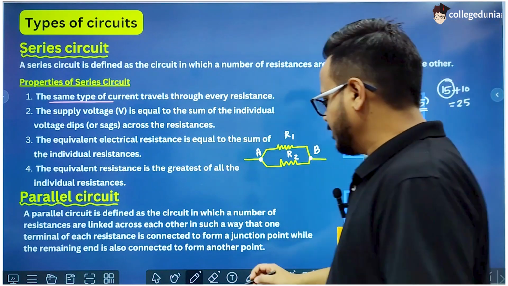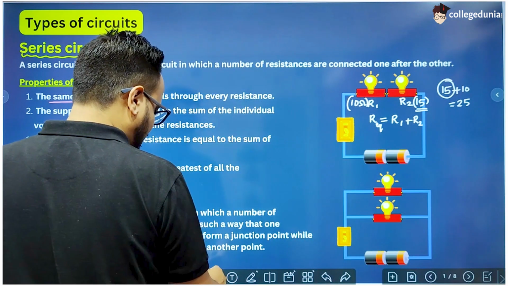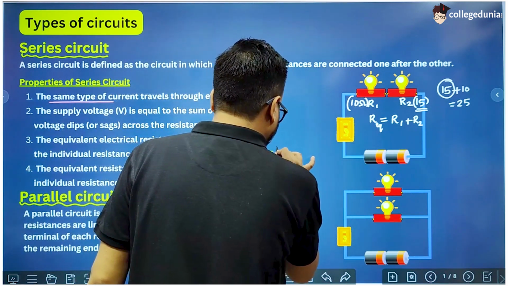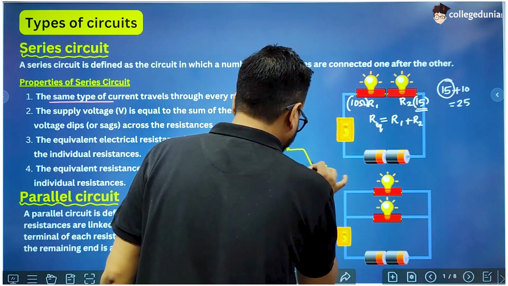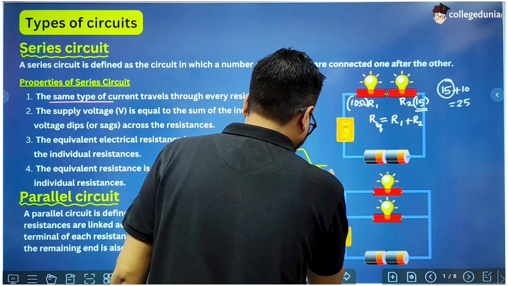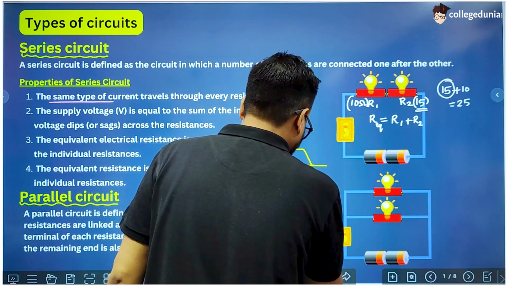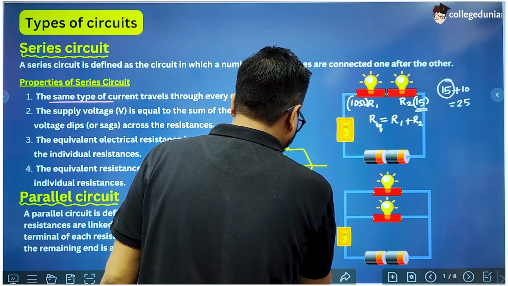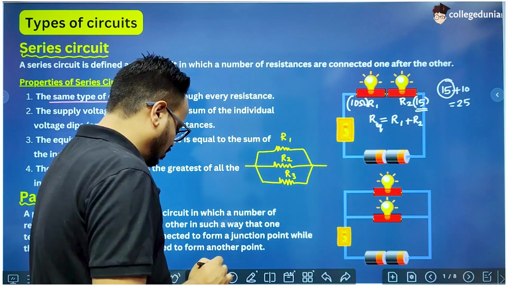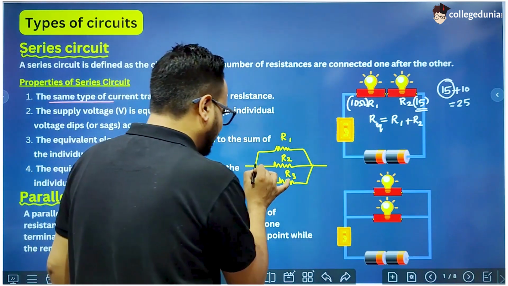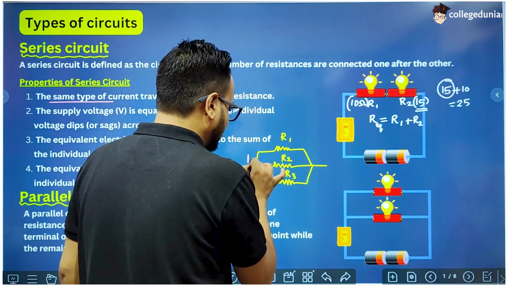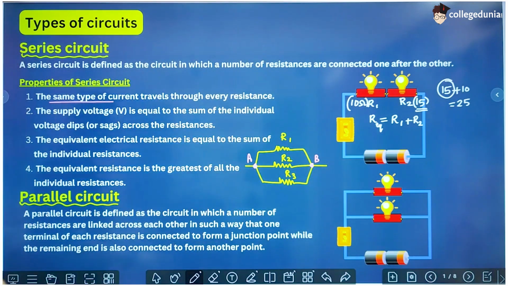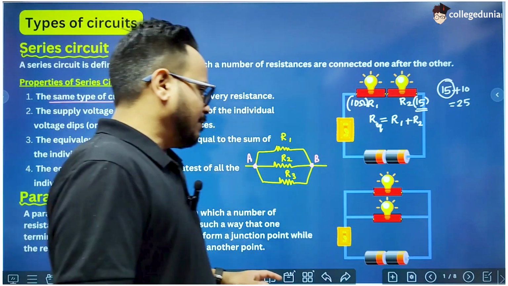Okay. We can also connect 3, 4 or any number of resistors in parallel. Now let us say we are connecting 3 resistors in parallel. So this is R1, this is R2, and this is R3. Now these three are connected in parallel because one end of each of them is at A and the other end is at B.